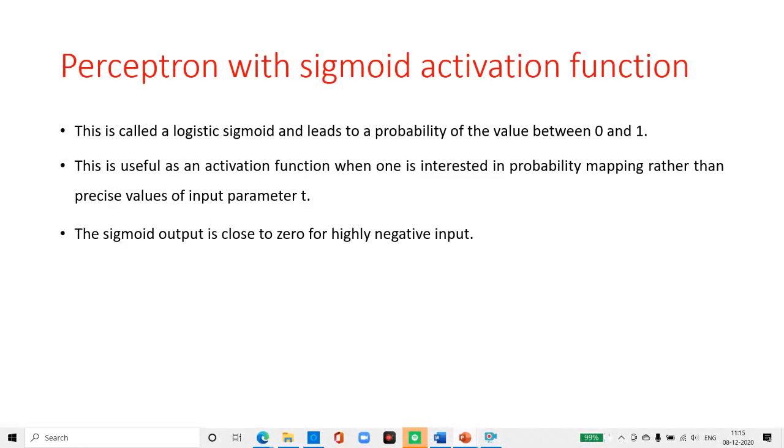So this is called the logistic sigmoid and leads to a probability of the value between 0 or 1. So this is useful as an activation function when one is interested in probability mapping rather than precise value of an input parameter t. The sigmoid output is close to 0 for highly negative input.